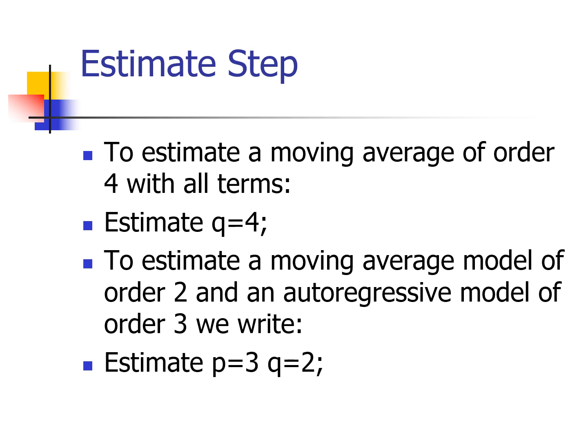If I want to estimate a moving average model of order 4 with all terms, right, I use Q instead of P. So I would do estimate Q equals 4. I can, of course, combine P and Q to build a mixed model. So if I wanted a moving average model of order 2 and an autoregressive model of order 3, I would write estimate P equals 3, Q equals 2.